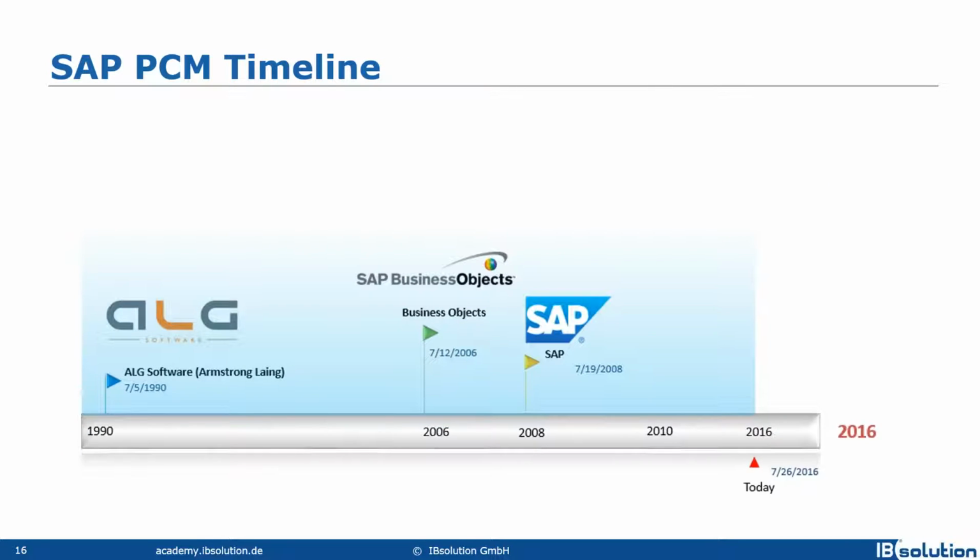So ALG is a company that was established in the 1990s, and this is the company within which profitability and cost management started its journey. This company was purchased by Business Objects in 2006, who in their own turn improved further the solutions that they purchased from ALG. And then in 2008, SAP purchased PCM, and it has been part of their EPM suite ever since then.